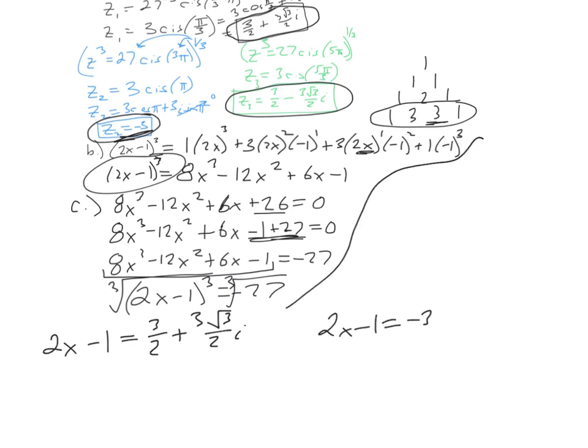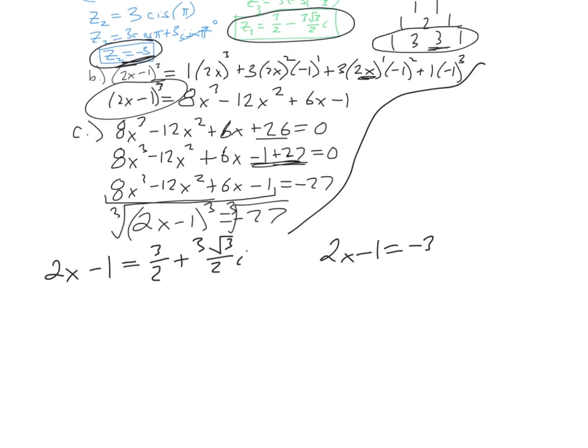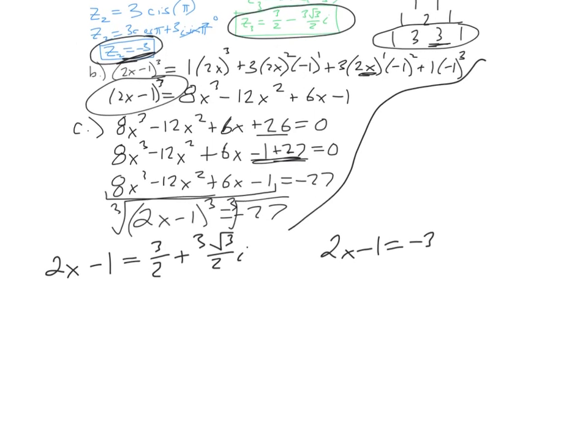And then finally, I've got, maybe I can move it up into this space. Sorry for the mess here. Maybe I can just move down this way. The last one, this green solution, would be that 2x minus 1 has to be 3 halves minus 3 root 3 over 2 i. And then for each one of these, it's just a matter of solving.